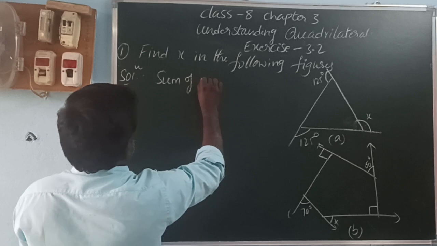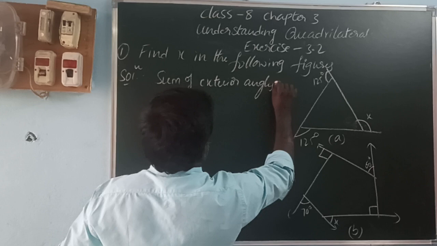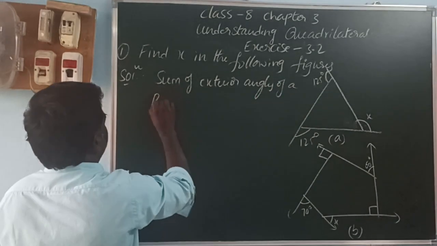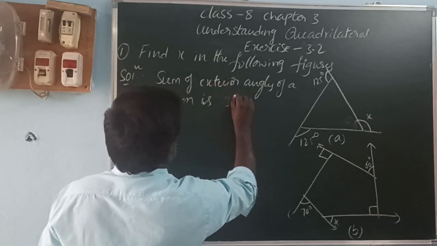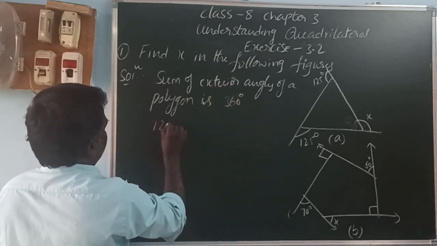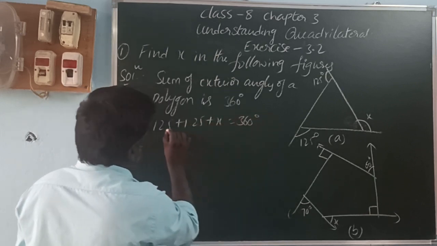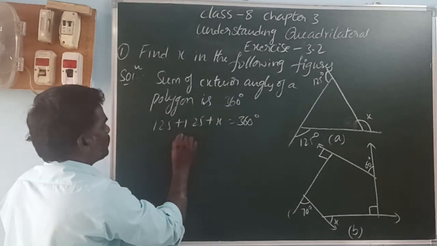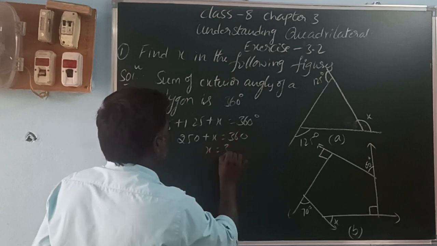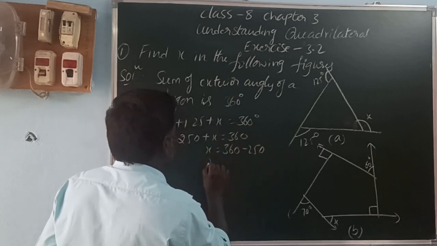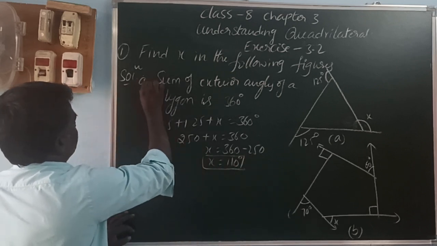So the sum of exterior angles of a polygon is 360 degrees. So 125 plus 125 plus x is equal to 360 degrees. 125 plus 125 is 250. So 250 plus x is equal to 360. So x is equal to 360 minus 250. So x is equal to how much? 110. This is the A question.